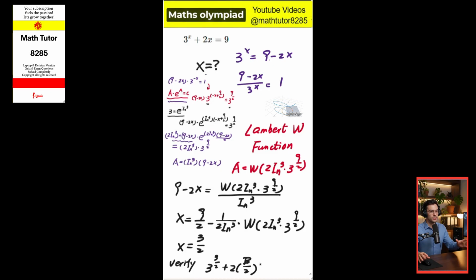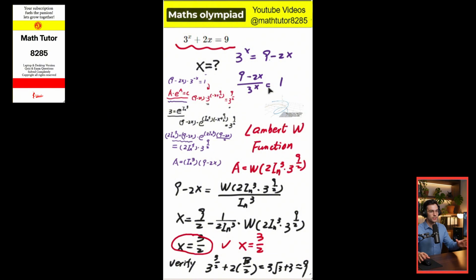After that, next step, verify the rational root. Using the principal branch of the Lambert W function, the numerical value simplifies to x equals 3 over 2. Checking this in the original equation, 3 raised to the power of 3 over 2 plus 2 times 3 over 2 gives approximately 9, confirming that the solution is correct within rounding. Final answer is x equals 3 over 2.